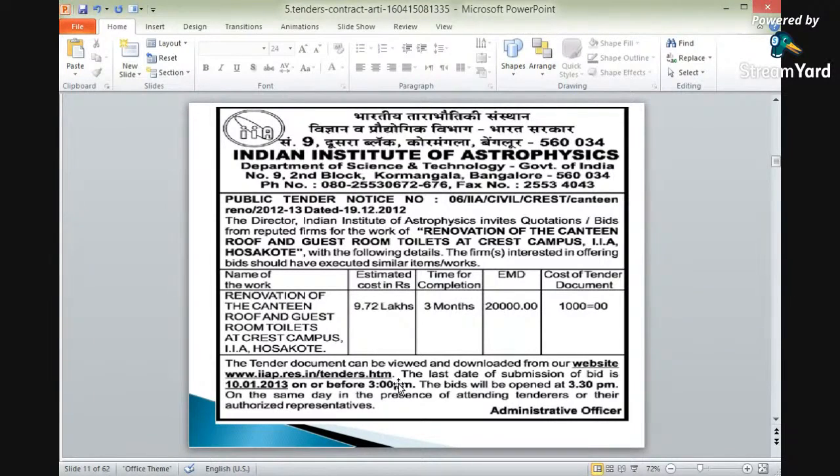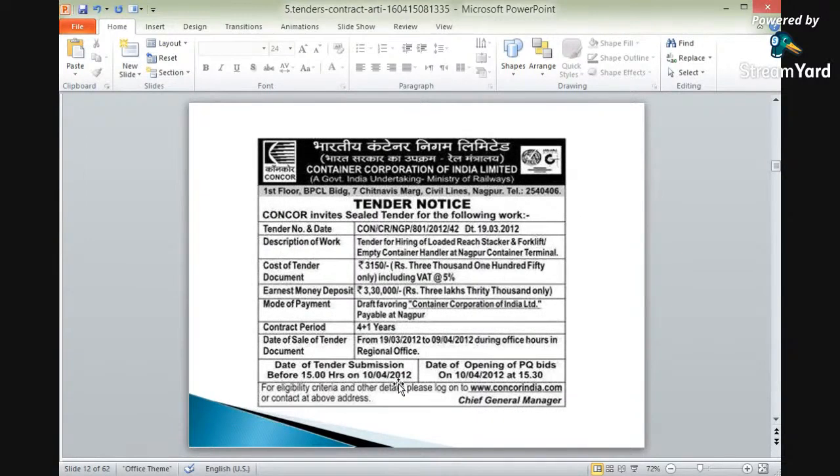So in short, that is an example of a tender notice. Again, this is another example of a tender notice, from the Container Corporation of India Limited, a Government of India enterprise. It has a tender number and a date mentioned. The description is hiring of loaded reach stacker and forklift, and empty container handler at Nagpur container terminal. This is work for lifting or carrying.